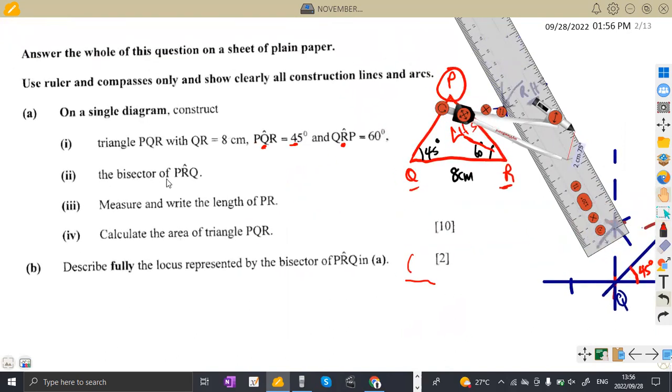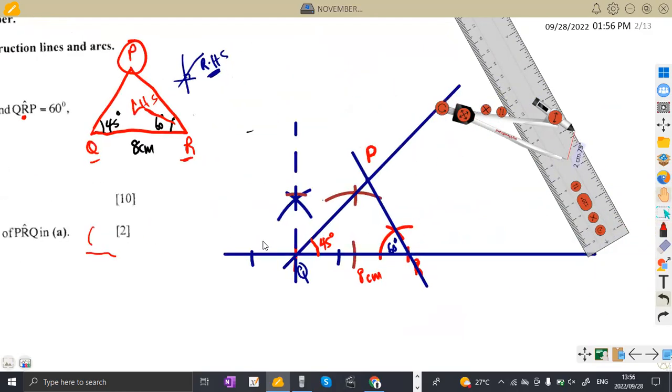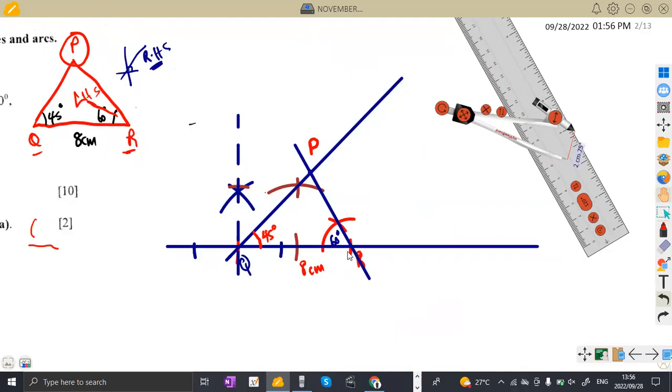Construct the bisector. Now the bisector of PRQ. Bisector means you are bisecting. What are you bisecting? What is PRQ? PRQ is an angle. So you bisect angle R, that is what it means. So the bisector of PRQ, okay, this is PRQ. So you're bisecting this angle of 60 degrees.